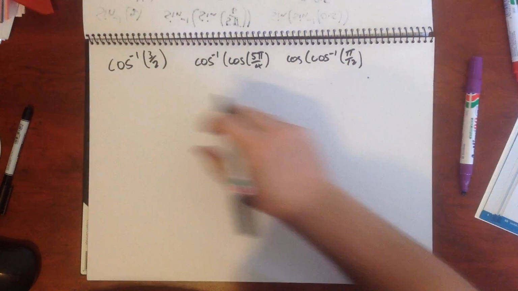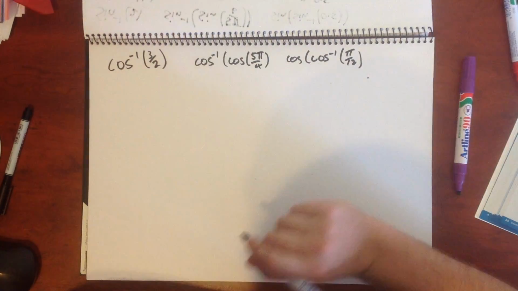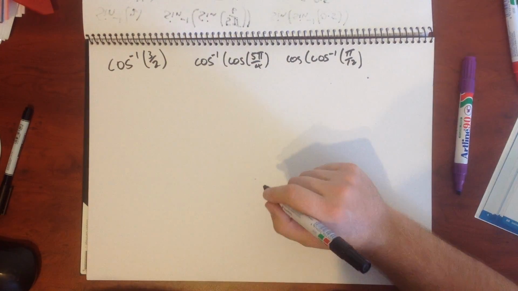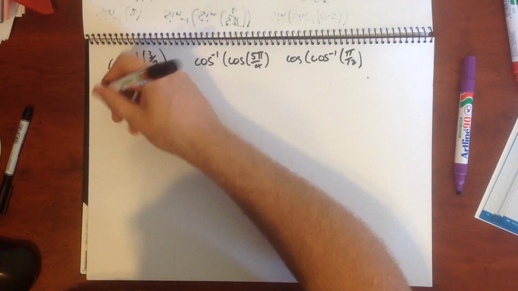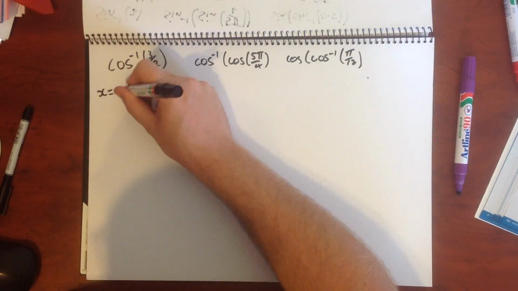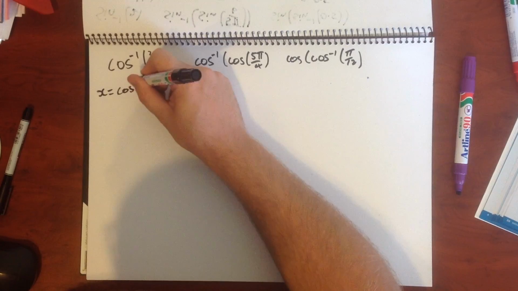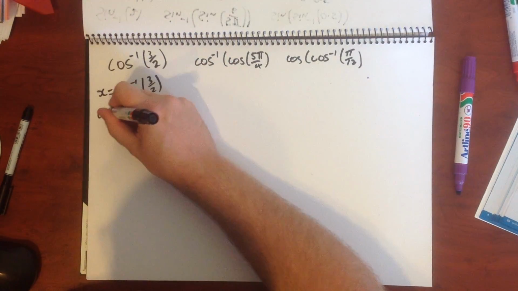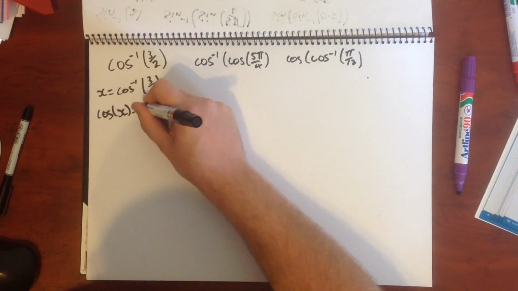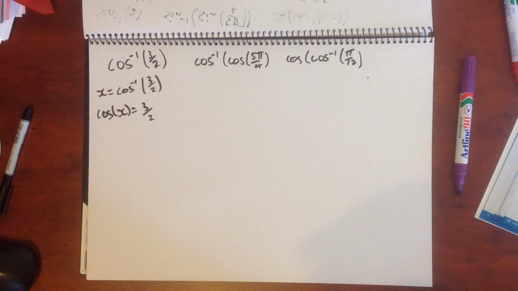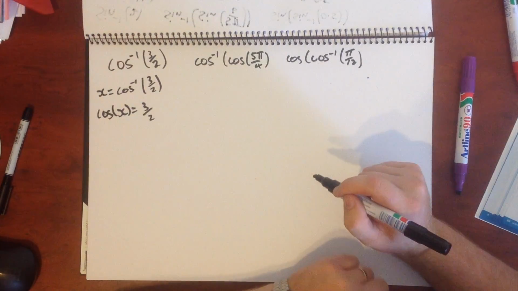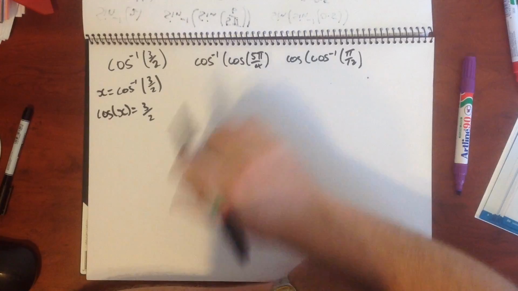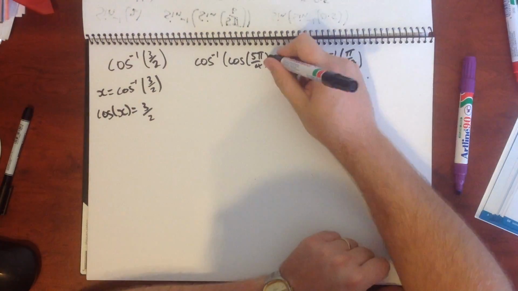Again, for this one it's very similar to our sine one. It doesn't exist, because if we say x equals inverse cos of 3 on 2, then cos of x equals 3 on 2, and we never have a value bigger than 1 for our sine and cos values. So it's very similar.